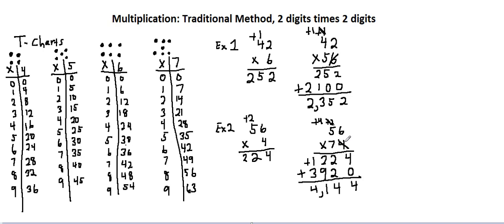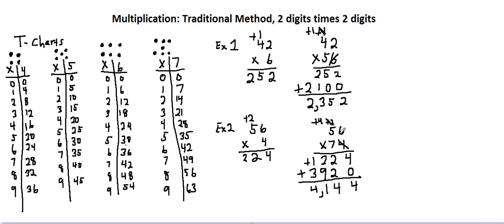A couple key points to remember here. When we multiply multi-digit numbers like this, the 4 starts with the lowest place value and it goes through every digit until it gets to the highest place value. Then we're done with the 4 and we move on to the next digit. And that digit starts with the lowest place value and it works its way across until it gets to the highest place value.